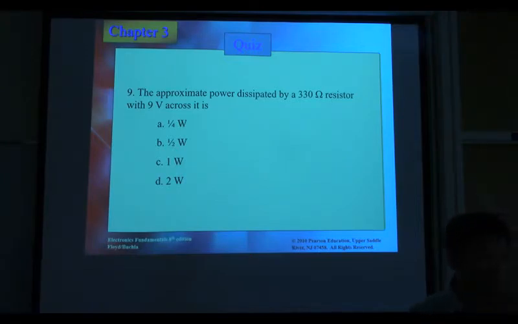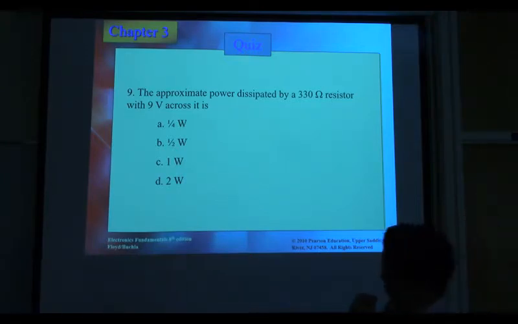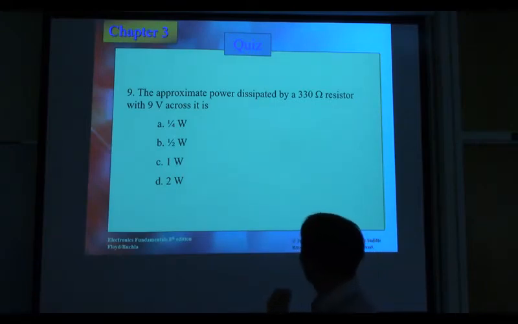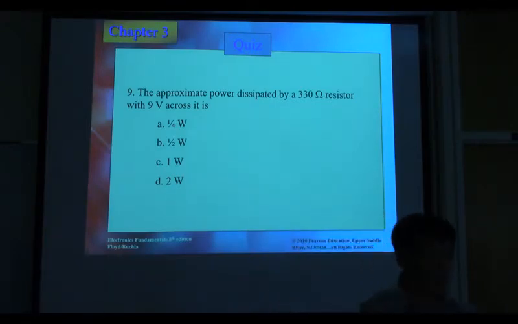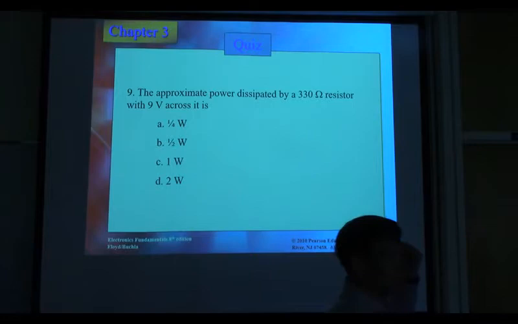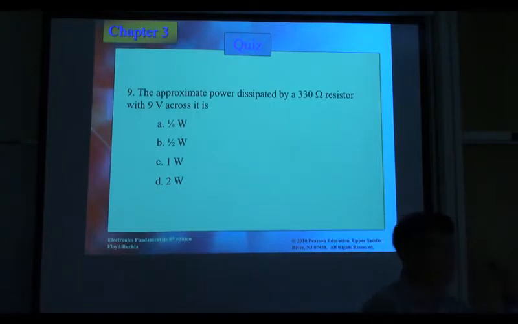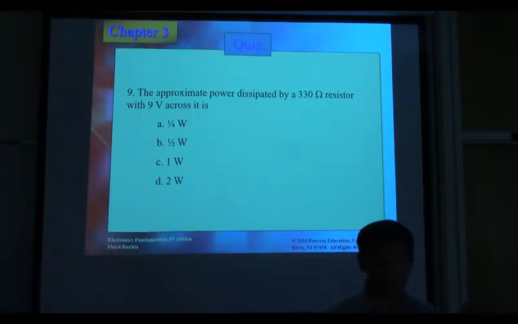These are squares. We are looking for power, and we know the voltage and we know the resistance. That is exactly like the last one. So the formula we should use is P equals V squared over R. It's A, I'm sticking with it. So you stick to A, right? That's a good choice.